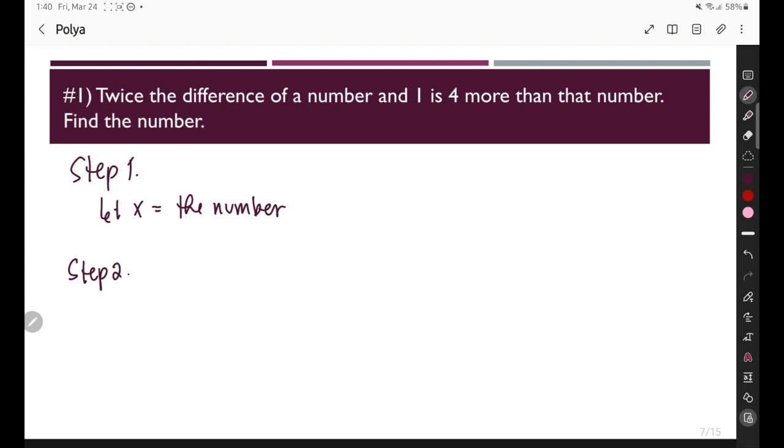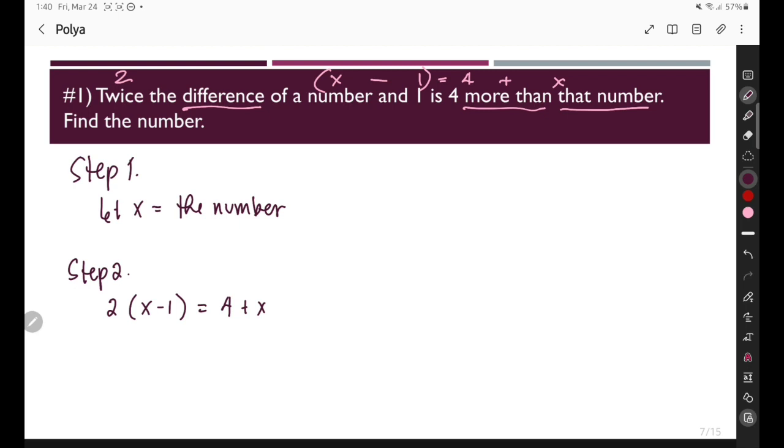For step 2, we're going to devise a plan. What would be our equation in the problem? We have here twice, so that's 2. Difference, so we're going to minus something. A number, so we let our number be x, and 1. So the difference of these two. Then we have is 4 more than, so that's 4 plus that number, which is x. So now we have our equation: 2 times x minus 1 equals 4 plus x.